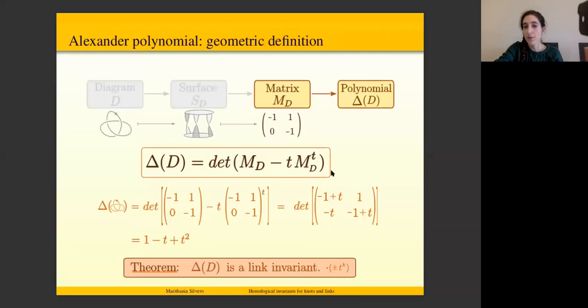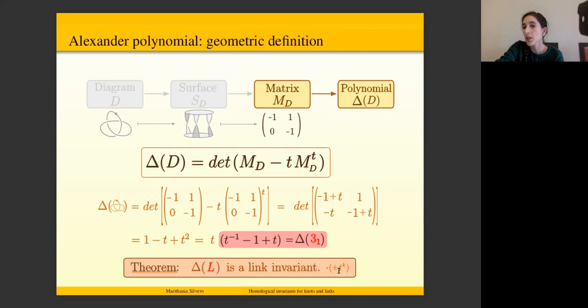And Alexander proved that this is a link invariant. This is the Alexander polynomial. And since it is a link invariant, instead of D, we can just write L. It is a link invariant up to product by plus or minus t to the k power, up to product by powers of t, okay?